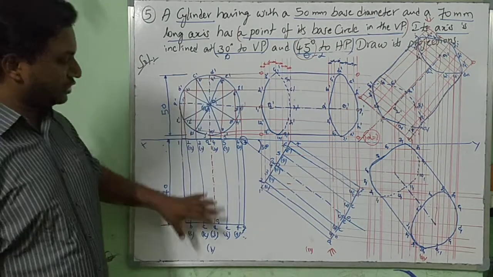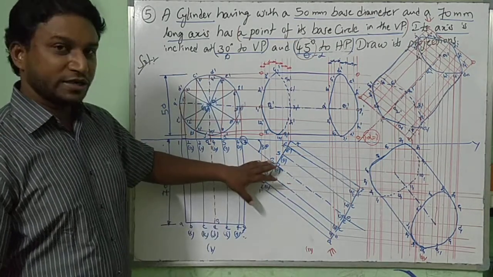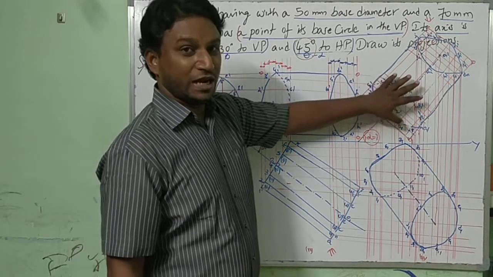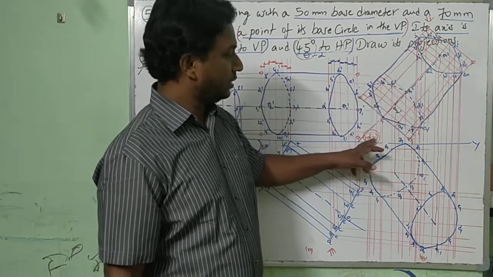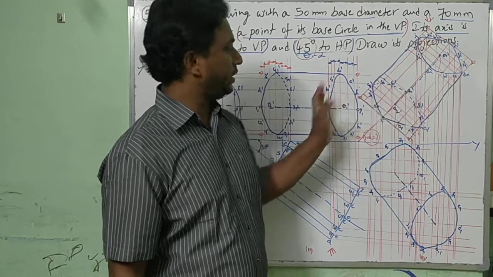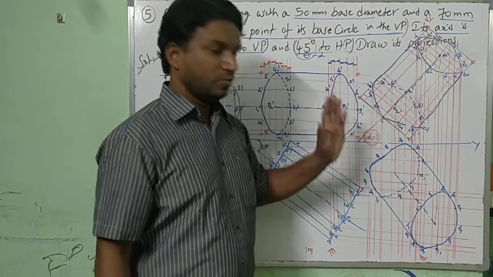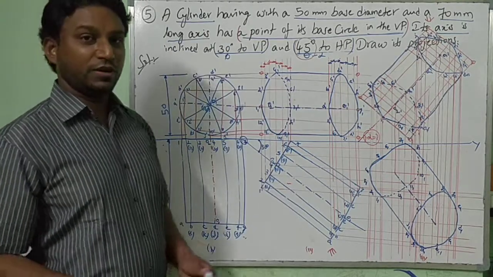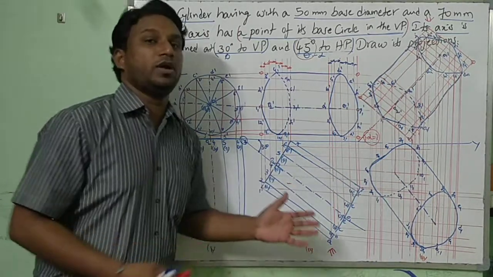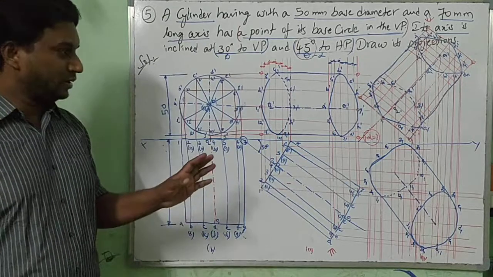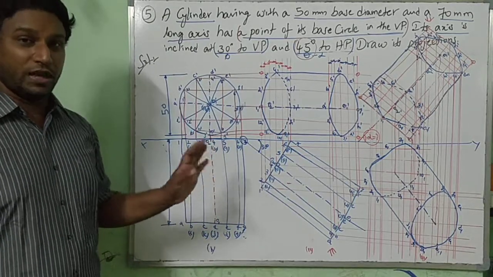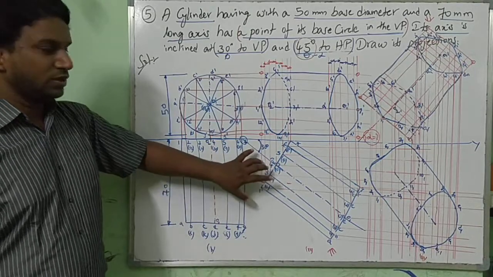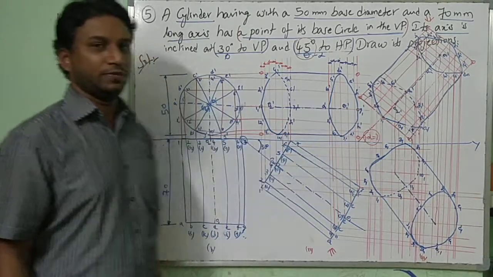Stage 1, front view, true shape, top view, 30 degrees to HP. Front view, axis inclined to both the planes, which will be diminished. Calculating the alpha, redrawing it with the box method, and finally projecting its top view. Clear, everyone? I hope you understand. It's not tough, but you have to draw it very carefully. Simple projections: inclined to VP, inclined to HP.